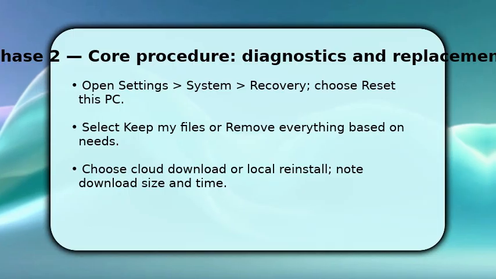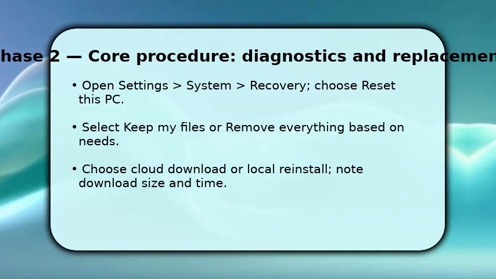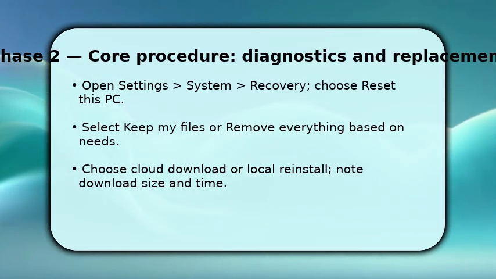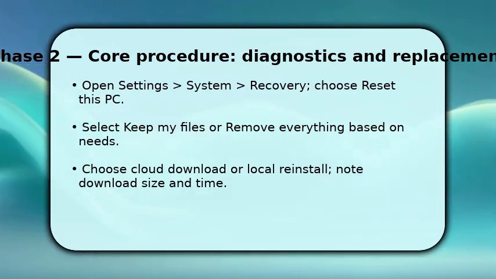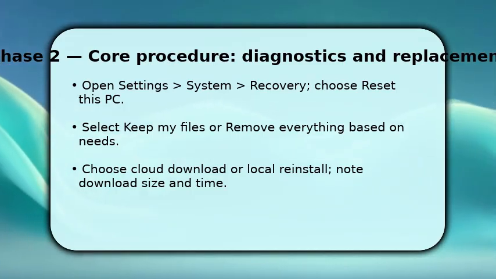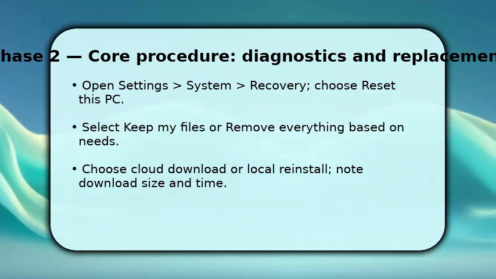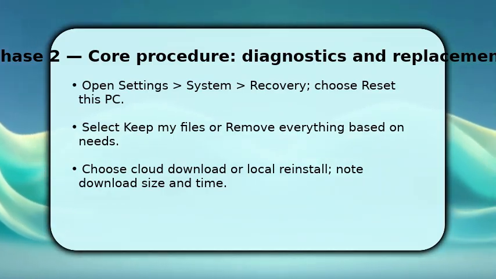When prompted, pick Keep My Files if you want apps removed but documents retained, or remove everything for a full wipe. Next, choose Cloud Download to get a fresh copy from Microsoft or Local Reinstall to use files on your device. Cloud may take longer but avoids corrupted local images. Confirm choices, read warnings, and click Reset. The Surface will restart and begin reinstallation automatically.